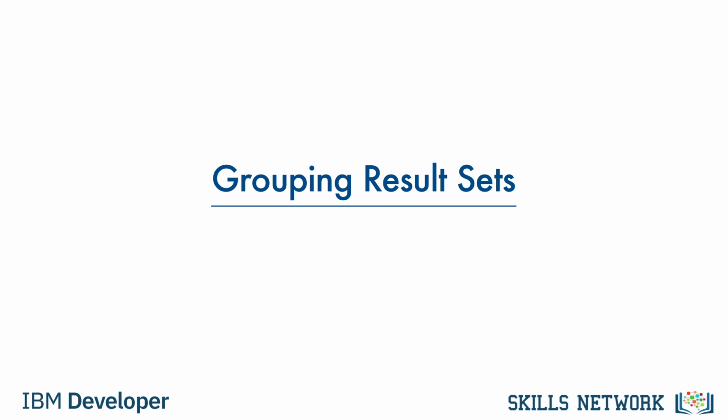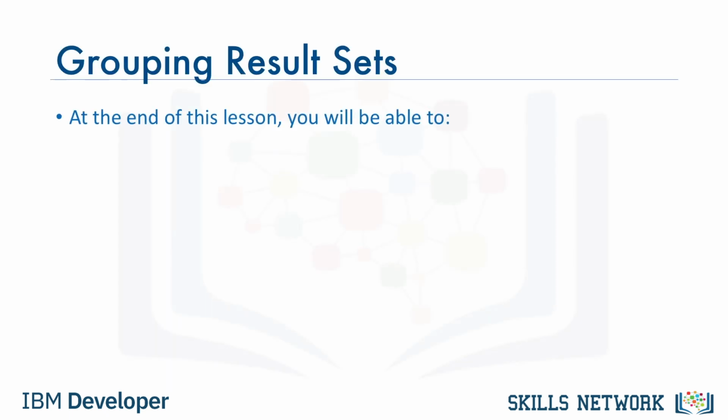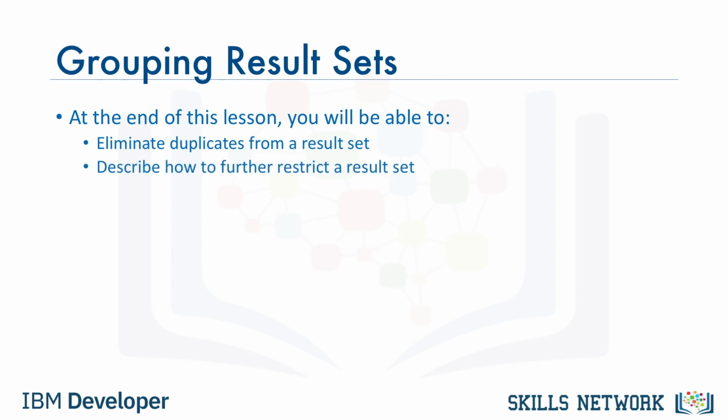In this video, we will learn about some advanced techniques in retrieving data from a relational database table and sorting and grouping how the results set displays. At the end of this lesson, you will be able to explain how to eliminate duplicates from a results set and describe how to further restrict a results set.